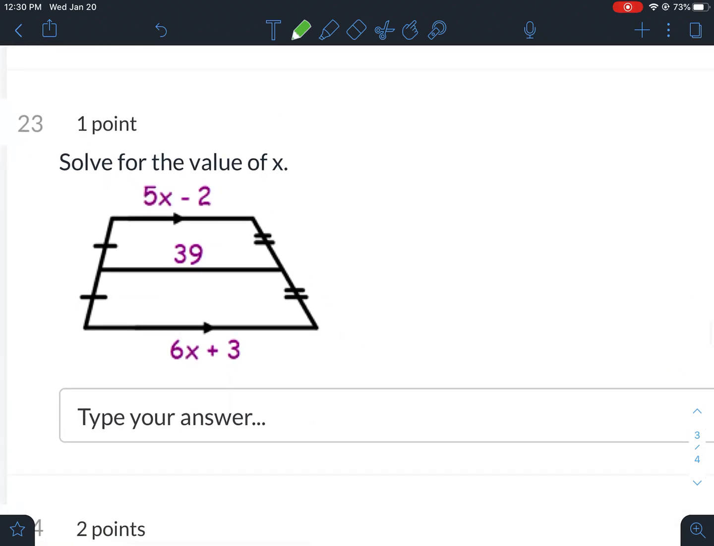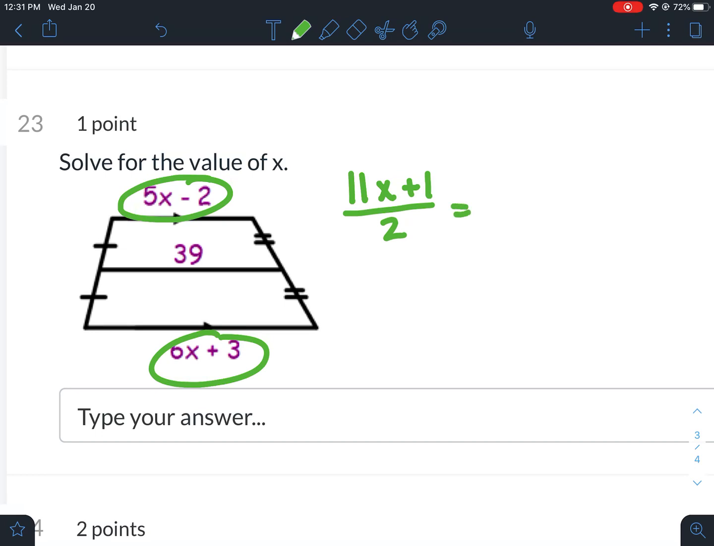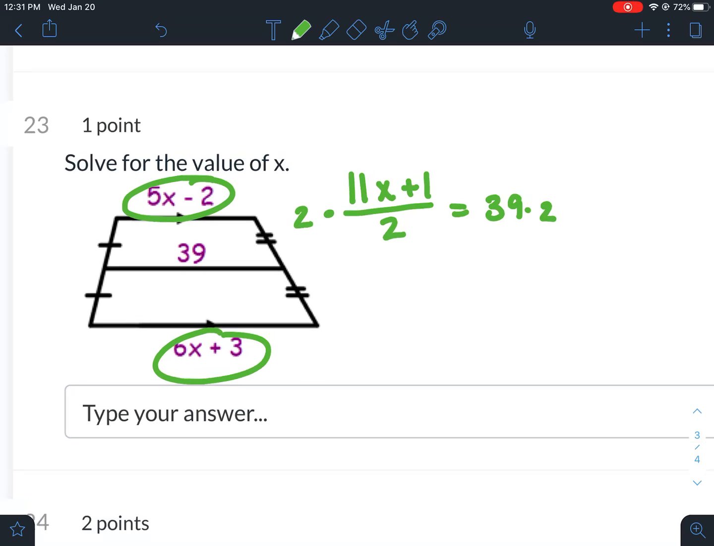Here we're going to have to set up an equation to get that x. So we're going to have to do this plus this divided by 2 equals 39. So I'm going to simplify that a little bit for you. 11x plus 1 divided by 2 equals 39. And if you're stuck here, as a hint to get started, you want to multiply both sides by 2. Again, I'll let you solve that one out.